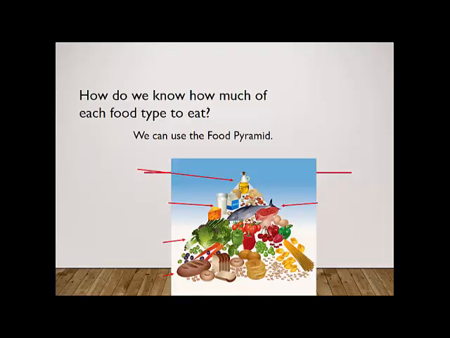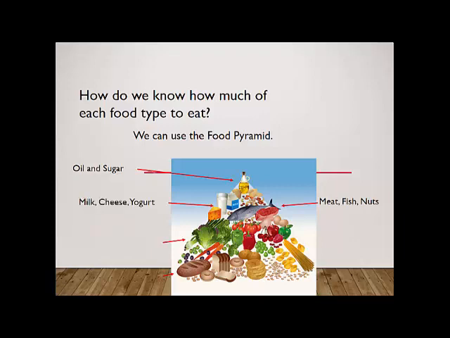How do we know how much of each type of food to eat? We can use the food pyramid. Oils and sugars are at the top, and they are required in lower quantity.